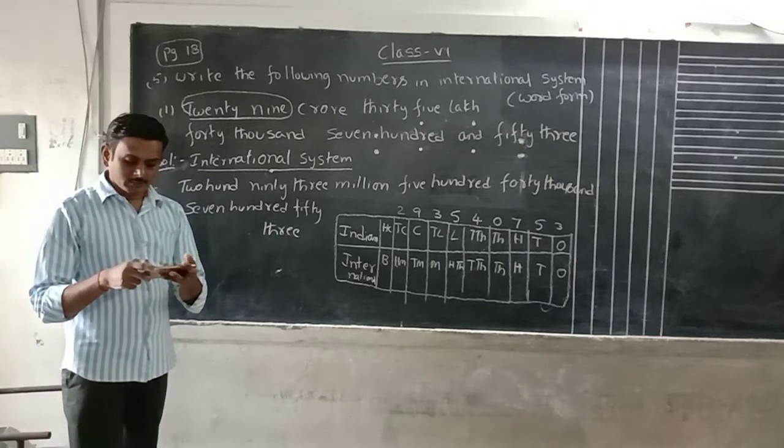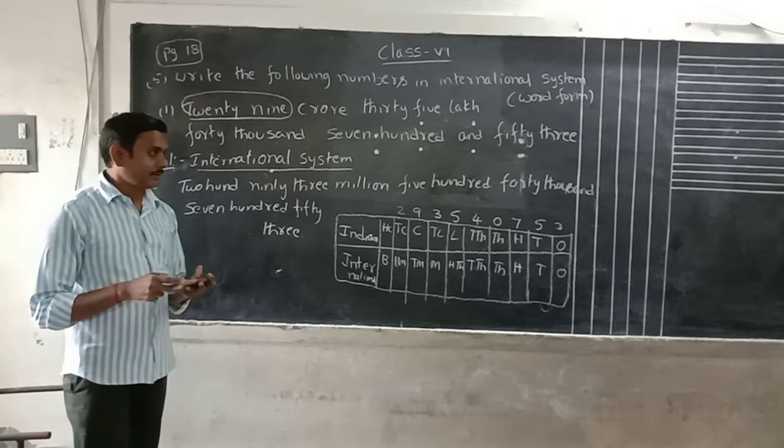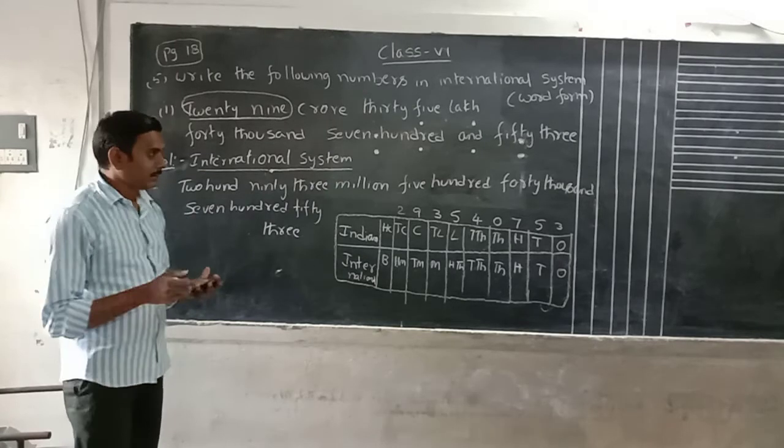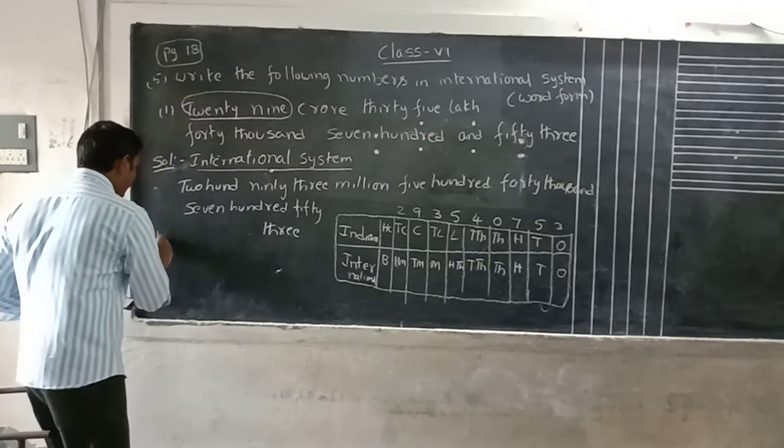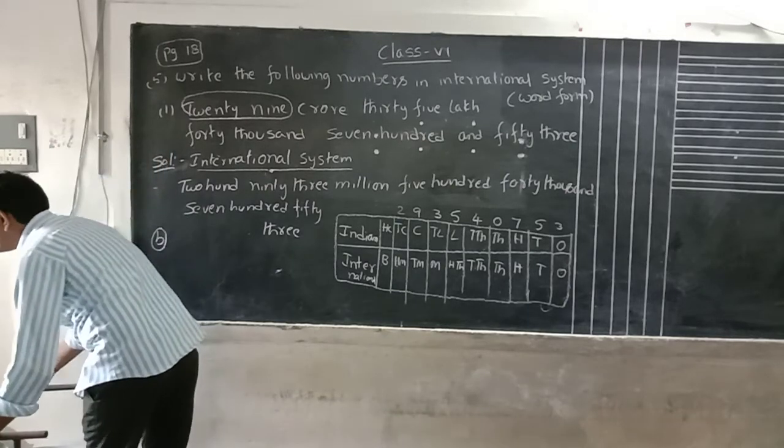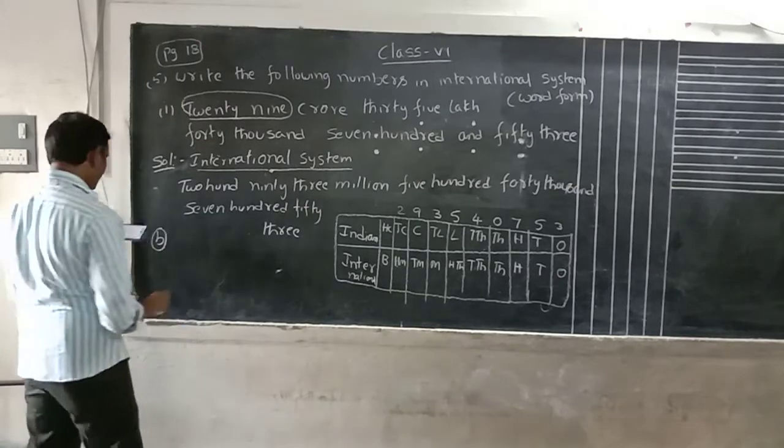I will go for the sixth one. Whenever the Indian system is not given and the international system is given to you, how do you complete it? By following this question, you have to complete the second question. What is the second question? A big number is given here. What is the big number?